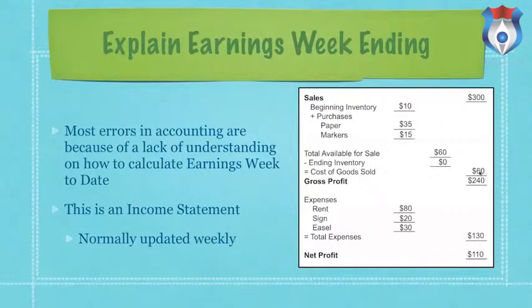That gets me my total costs of goods sold, which is $60. I subtract that from the sales amount. I then subtract out my rent, my sign, my easel, my total expenses, and that's where I came up with the number 110.